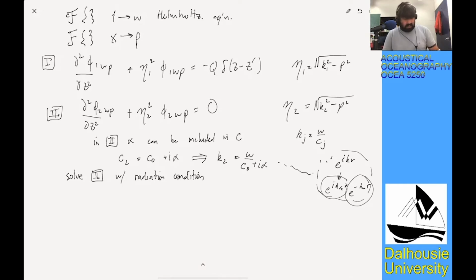Okay? So phi 2 omega p is equal to phi 2 omega p at h, times e to the minus i eta 2 (z minus h). This is for z greater than h. I think that's pretty easy to see from the equation. Boom, right?